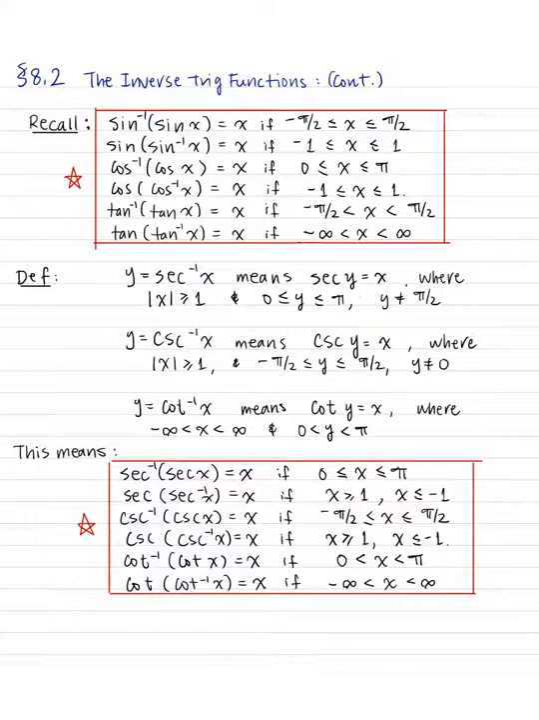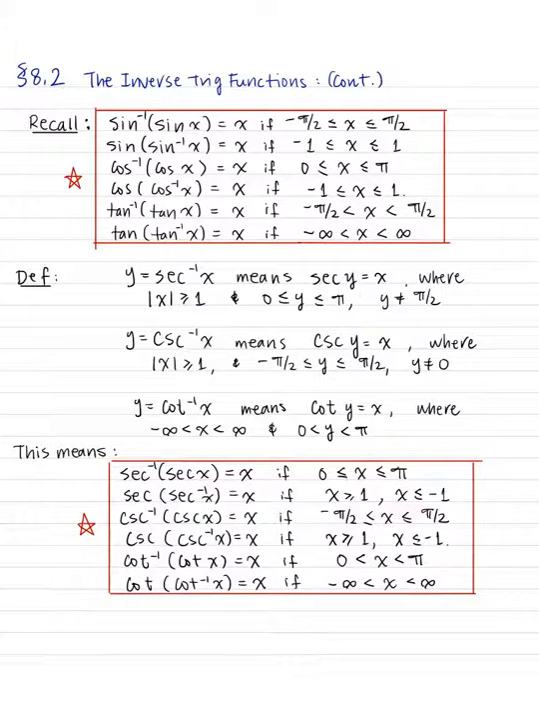So in this section, we're going to be learning about secant inverse, cosecant inverse, and then cotangent inverse. So let's just look at the second box with the star on it. Secant inverse of secant of x equals x if x is between 0 and pi. Secant of secant inverse of x equals x if x is greater or equal to 1 or x is less than or equal to negative 1.